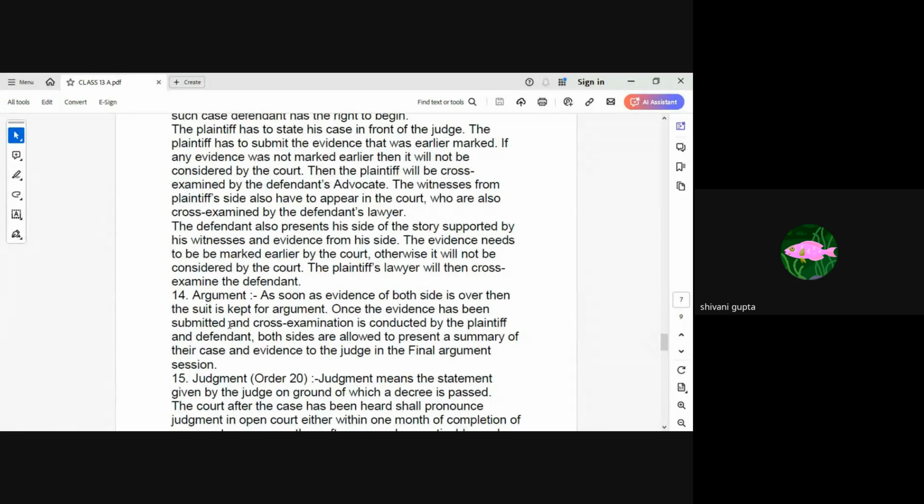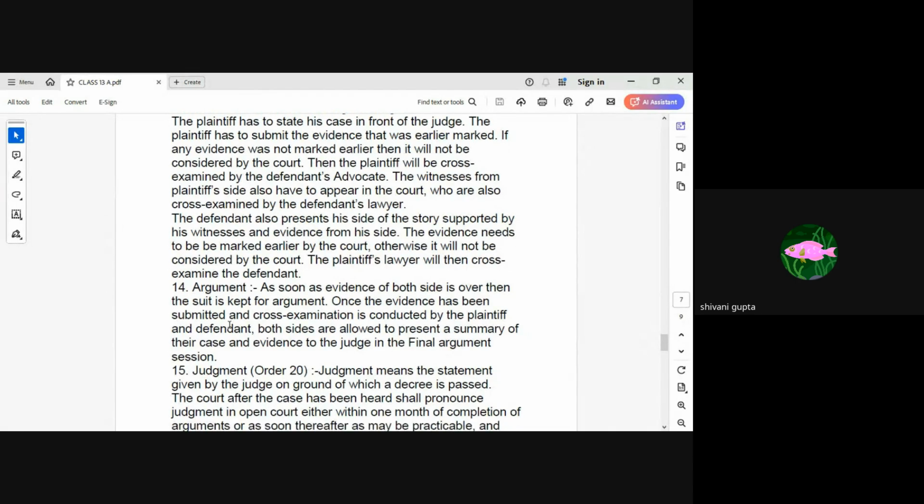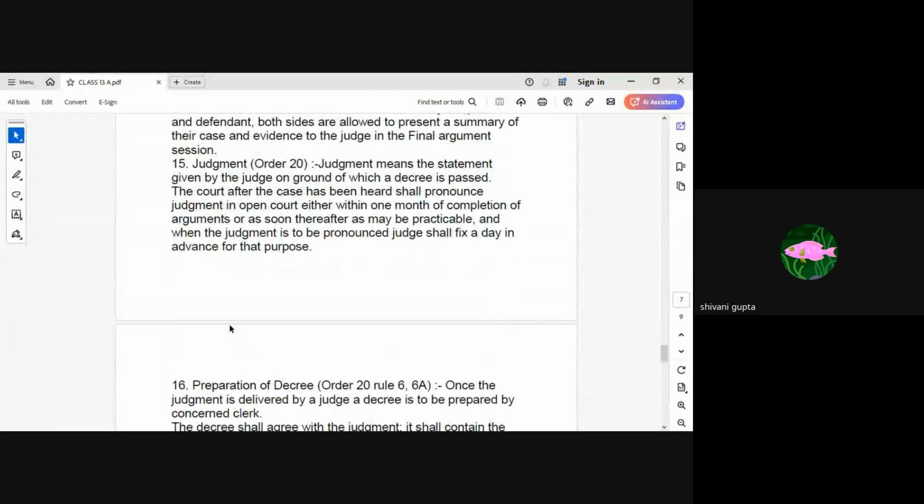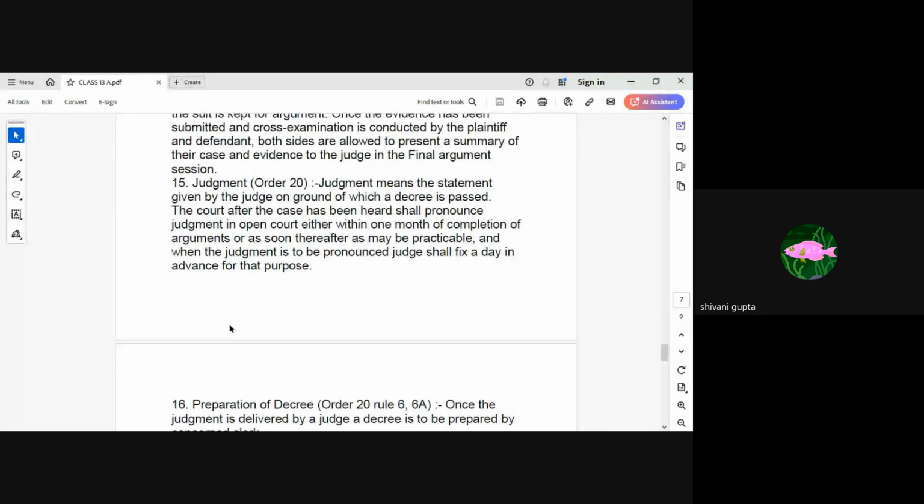Now comes a very important aspect, the judgment. What does judgment mean? In daily language we discuss judgment a lot. Judgment is given under Order 20.